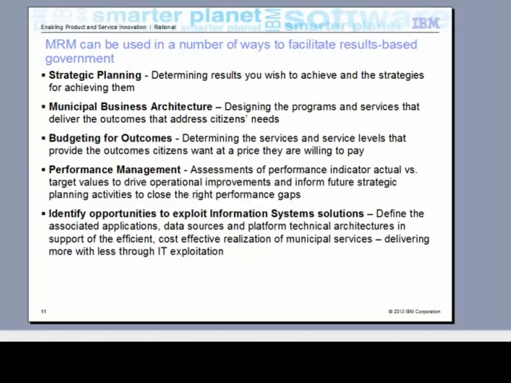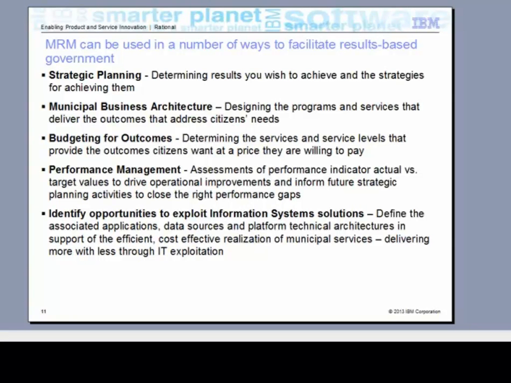Then you can evolve your municipal business architecture by designing the programs and services that are going to deliver the required outcomes and achieve the desired results that address citizens' needs. Budgeting for outcomes is a Government Financial Services Association recommended practice for allocating budgets to results that deliver the programs and services that address highest priority citizens' needs within available budgets. You often can't do everything you need to do, but you can always do the best you can with what you've got, and that's what budgeting for outcomes is intended to do.